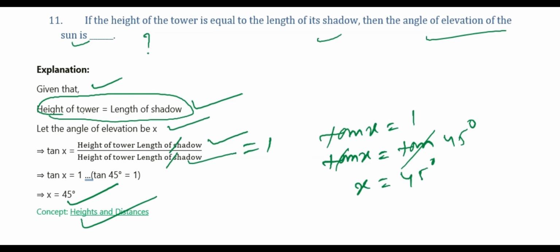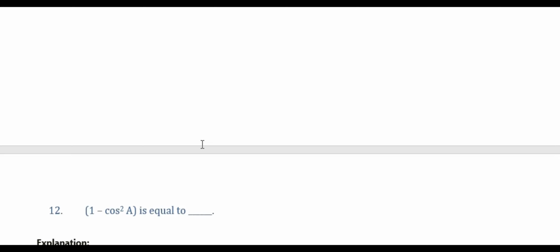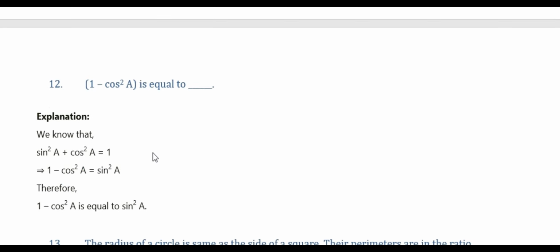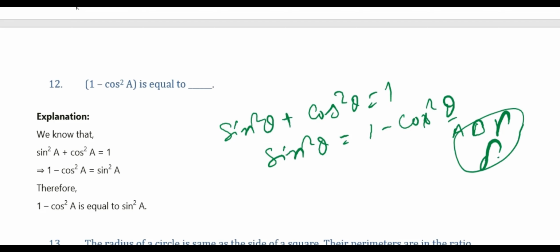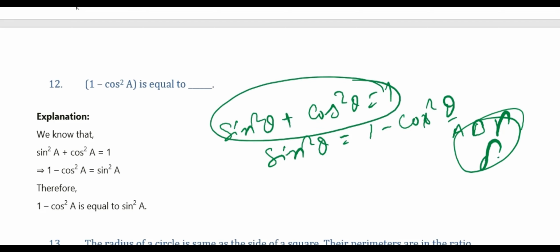It is taken from the height and distance chapter. The next question on your screen is an identity you know very well: sin squared theta plus cos squared theta equals 1. If you transpose cos squared theta, sin squared theta equals 1 minus cos squared theta. In the place of theta there can be alpha, beta, gamma, delta, don't worry. This identity is very helpful, and this type of question is asked from trigonometry.